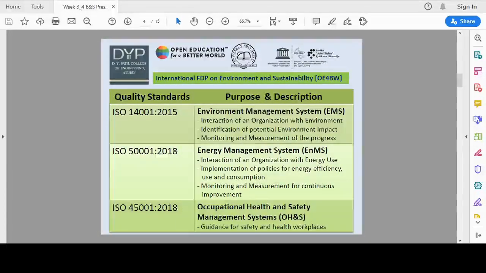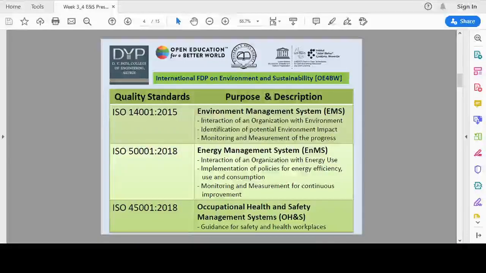There are many ISO standards available to manage environment, energy and health and safety of workers. ISO 14001-2015 talks about environment management system. It deals with how an organization interacts with an environment. It identifies the potential environment impact that an organization creates. The impacts are continuously monitored and measured, and the values are analyzed.